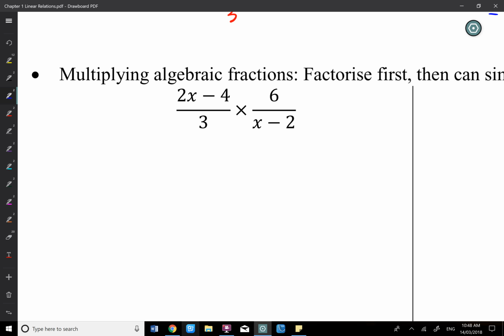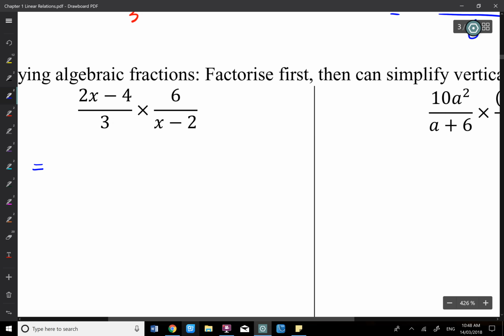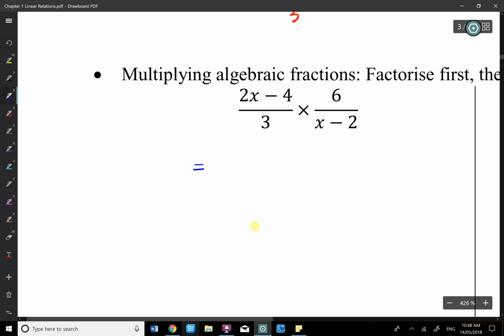To multiply them, we need to factorize them as well, because we want to see what is on the numerator and what is on the denominator. Can we cancel anything? Can we cross out anything? So for the first one, I can see a 2.